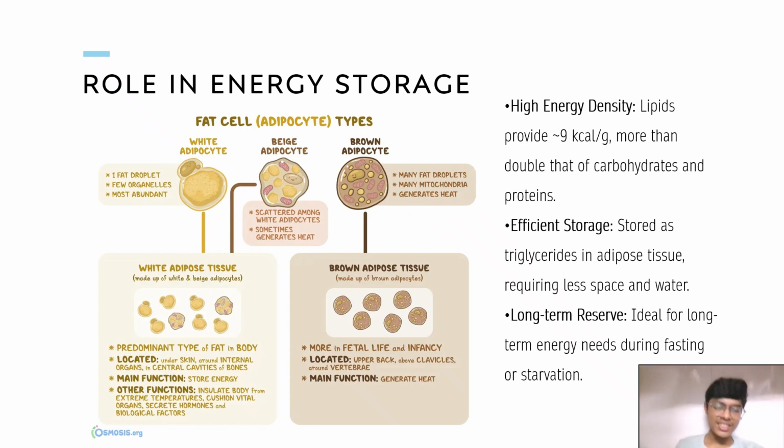The fatty acids are stored in the adipose tissue of our body as a form of triglycerides, which is the major source of energy in animals too. It has a high energy density. Lipids provide around 9 kilocalories per gram of energy, more than double that of carbohydrates and proteins.